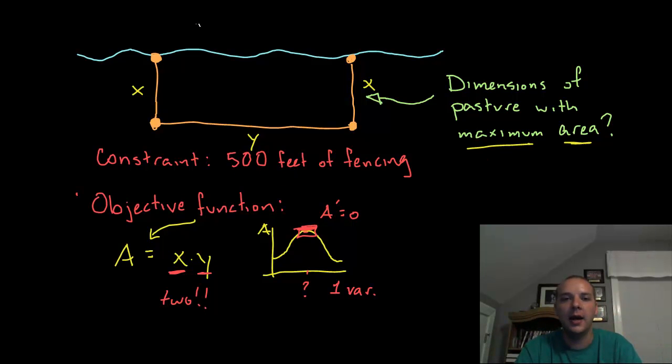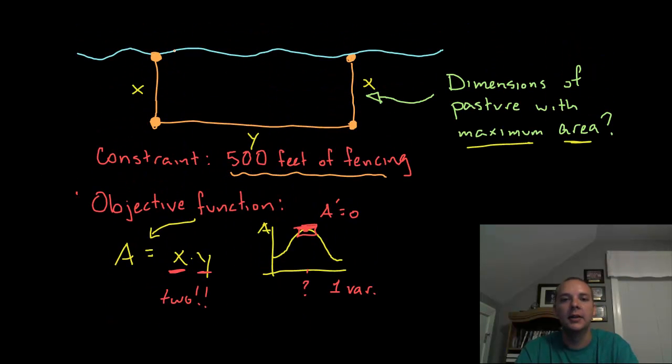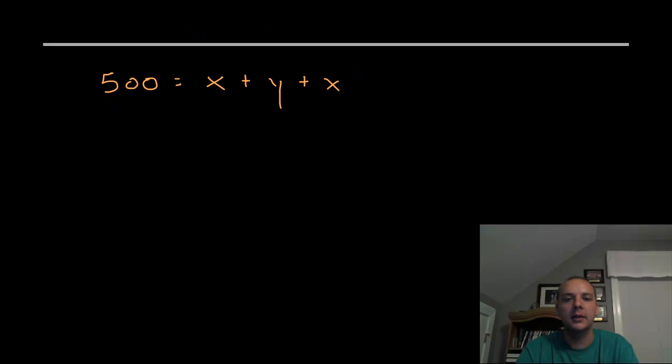If we only have 500 feet of fencing, we can write that as an equation. So let's do that. 500 would be equal to x plus y plus x. That's all the fencing. This length plus this length plus this length would have to add up to 500. Now what that's going to let us do is solve for one variable in terms of the other. So y will be 500 minus x minus x, which is 500 minus 2x.